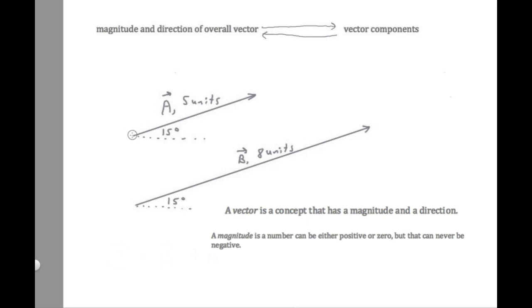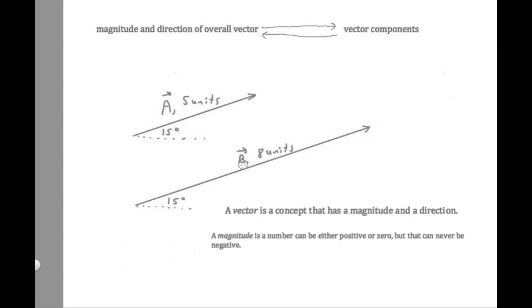And notice that we can use this arrow to represent vector A. The direction of this arrow represents the direction of vector A at an angle of 15 degrees above the horizontal. And also the length of this arrow represents the magnitude of vector A. So we imagine that this length represents a length of 5 units, representing the magnitude.